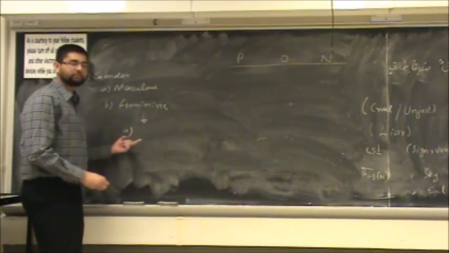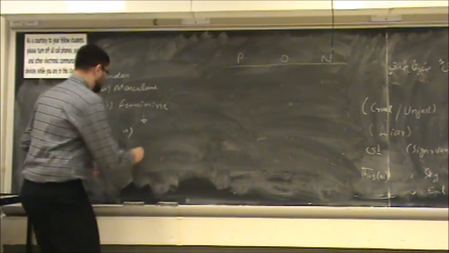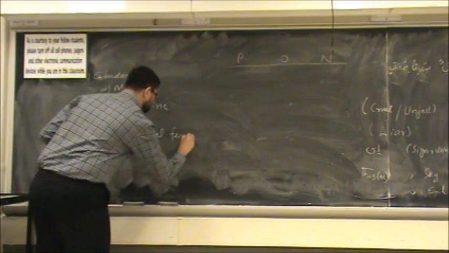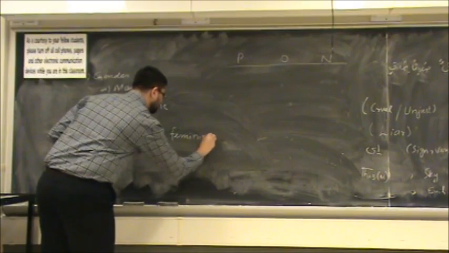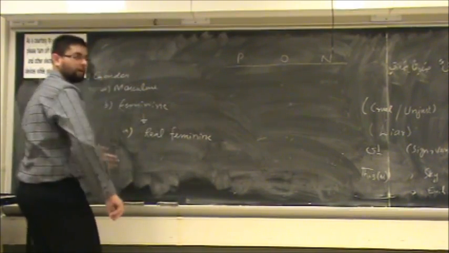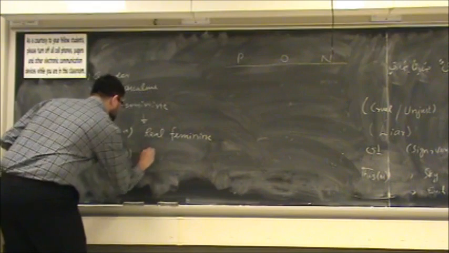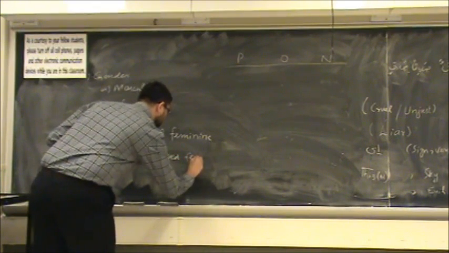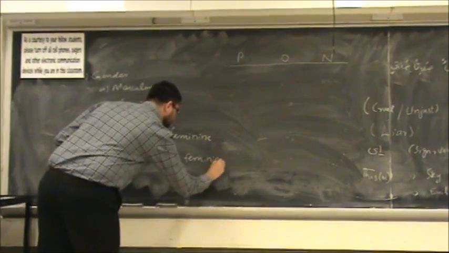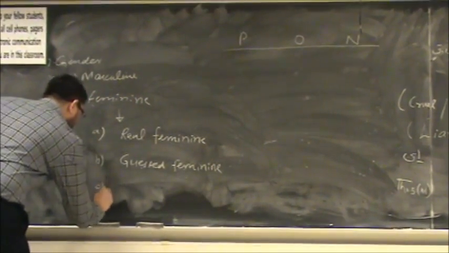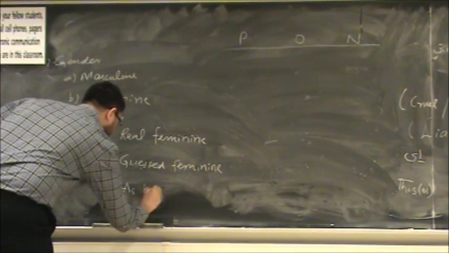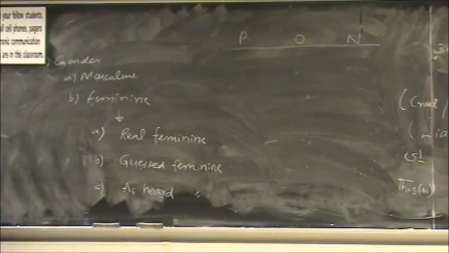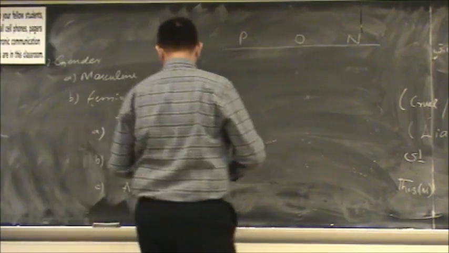Now, first type, and these are my names. I'm calling it real feminine. How many types are there? Three types. Real feminine, the second is that I can guess, I'm calling it guessed feminine, and the third is as heard. I'll explain all of them. So first is real feminine.